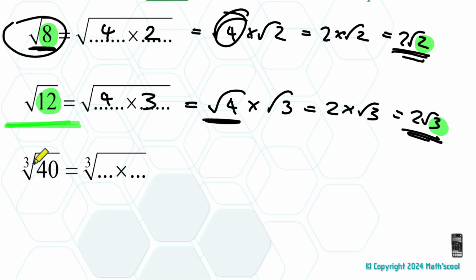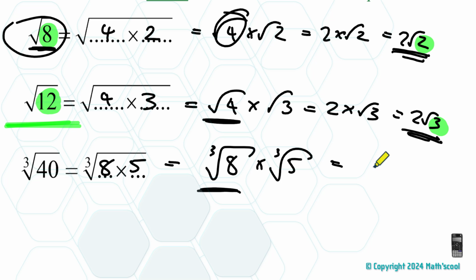Okay, because this is a cube root, we're looking for cube numbers that go into 40. So cube numbers are 1, but we wouldn't use 1. And then 8, and then 27, and then 64, and then 125, and then 216, and stuff like that. So 8 goes into that, so we'll use 8. 8 times 5, which is cube root of 8 times cube root of 5. Cube root of 8 we know is 2, so it's 2 cube root of 5. Again, we've made the number inside the root smaller.